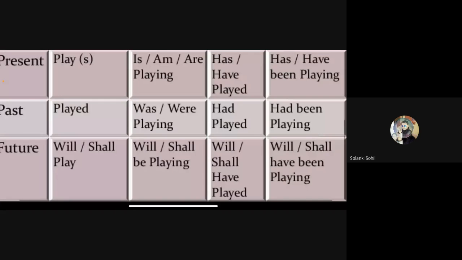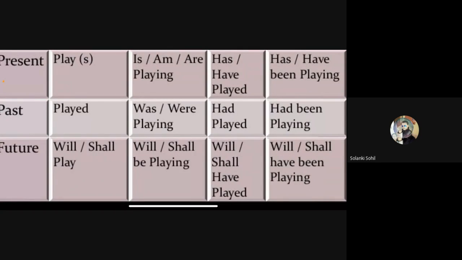Will, shall plus be plus ing, that is future continuous. Then will, shall plus have, and the third form of the verb, that is played. Will, shall have plus ed, played. Then will, shall have been plus ing. Will have been playing or shall have been playing.